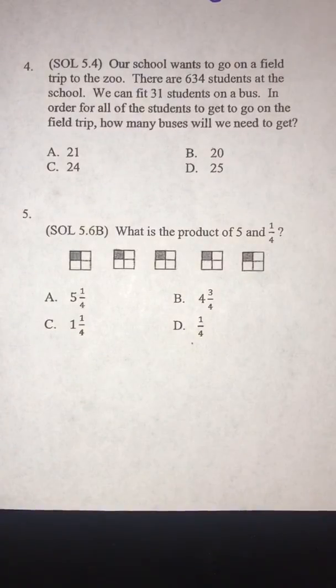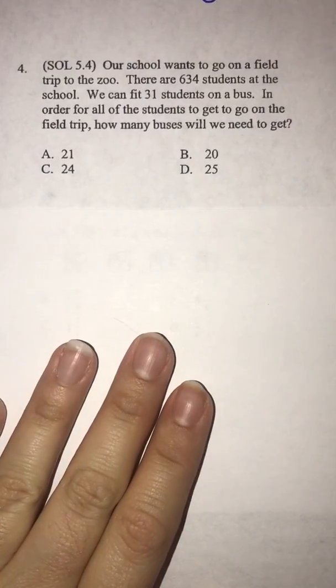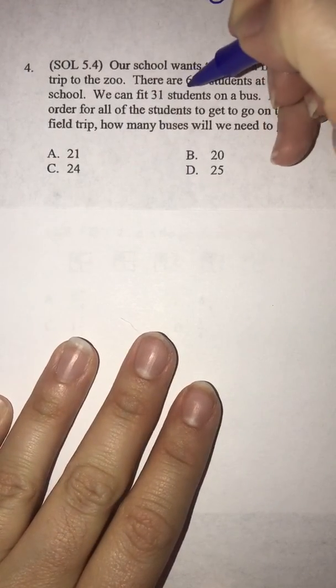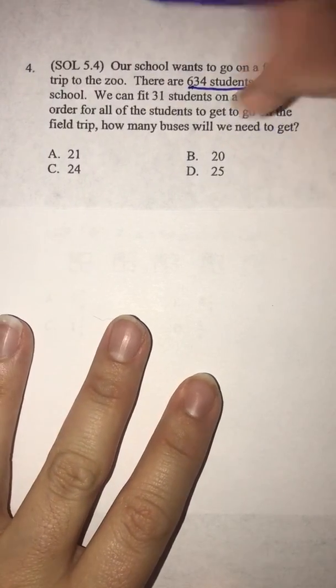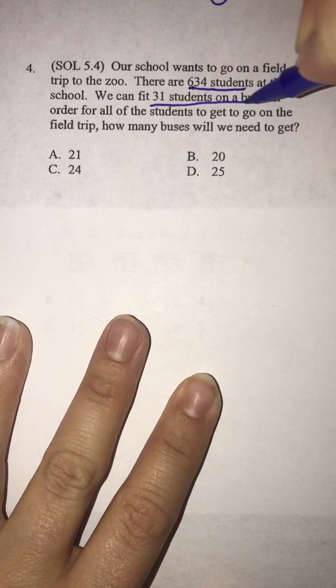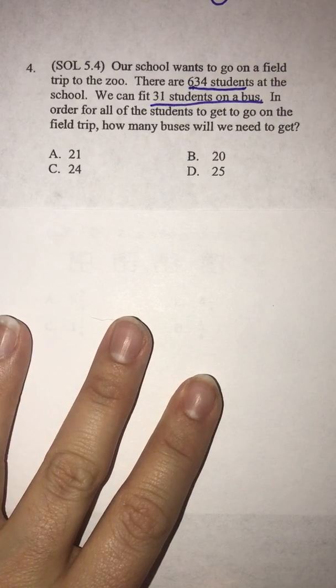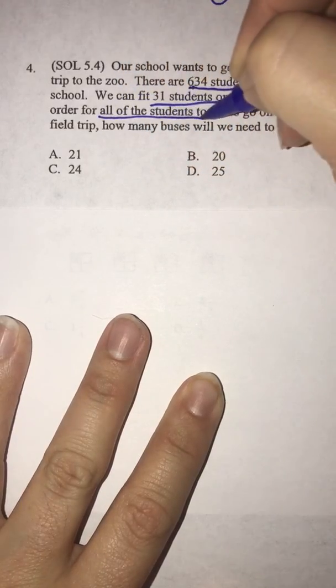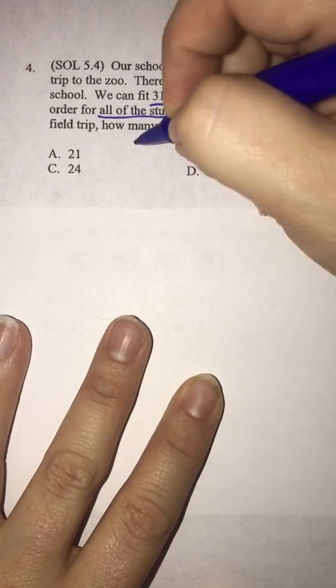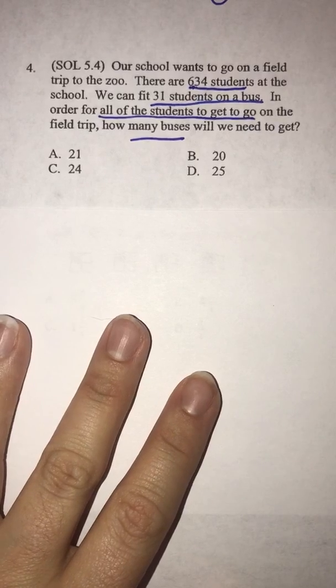Number 4 is a word problem, so you are allowed to use your calculator at home, okay? It says, our school wants to go on a field trip to the zoo. There are 634 students at the school. We can fit 31 students on a bus. In order for all of the students to get to go, how many buses are we going to need?